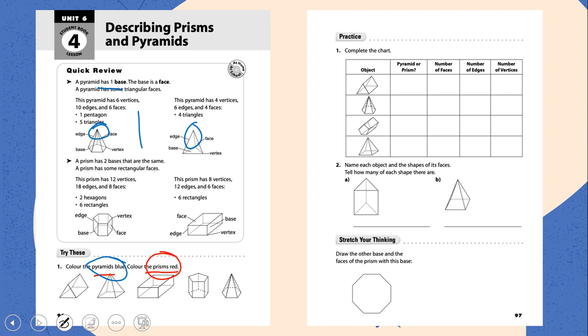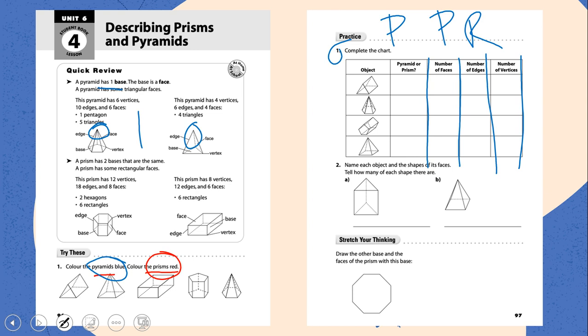Next, for question 1 on page 97, you are going to look at these pictures and tell me if it's a P for pyramid or a PR for prism. Then you are going to tell me the number of faces, edges, and vertices. Remember, faces are the sides and the base and the top. Edges are the straight lines. And vertices are the corners. That's all you're going to do. If you have these shapes at home, you can use those to help you, or you can look on the internet as well.